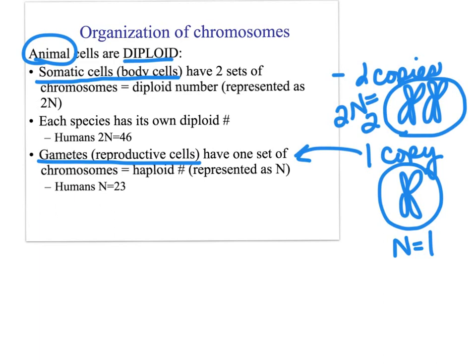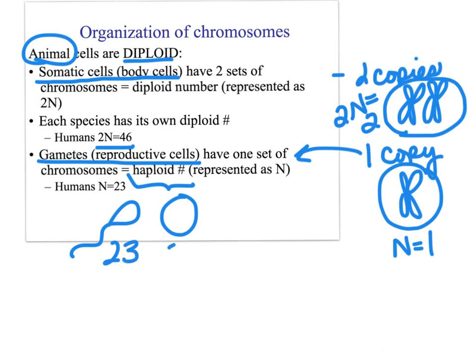So in us, our 2n or diploid number is 46. That's what our body cells have. But when we go to reproduce, we use meiosis to cut this in half, and so our n number, which is found only in a sperm or an egg cell, is 23.